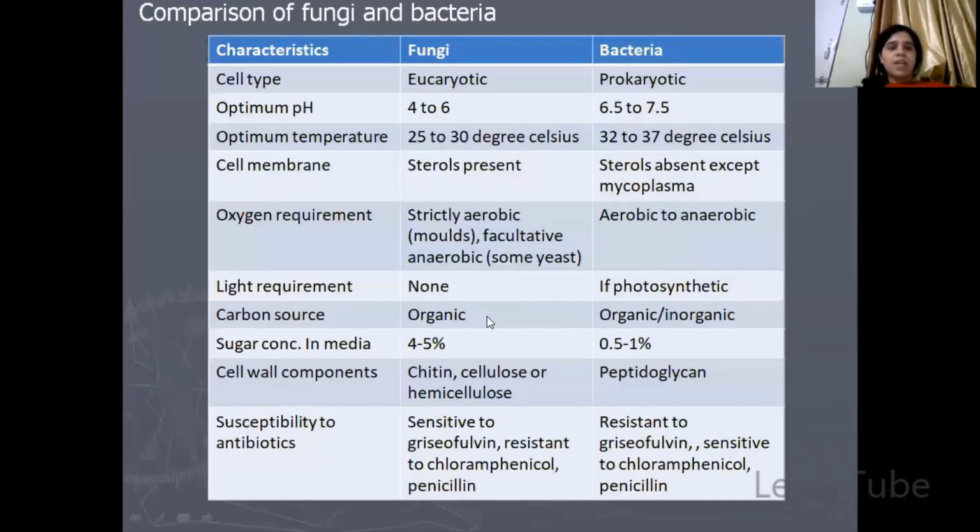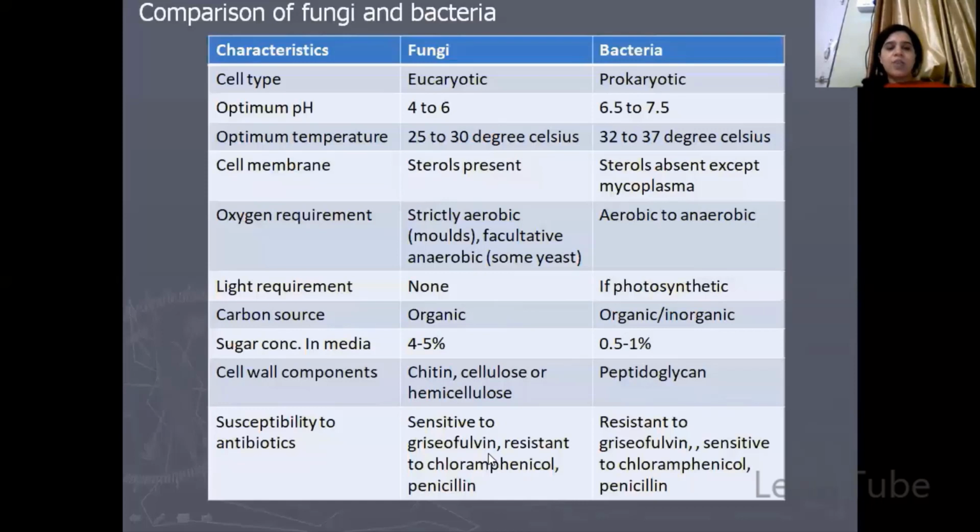Carbon source: organic for fungi, whereas here both organic and inorganic can do. Sugar concentration in media for growth is 4 to 5%. Fungi require high sugar content, whereas bacteria don't. They require only 0.5 to 1%. Cell wall components: in fungi it is usually made up of chitin, cellulose or hemicellulose, whereas bacteria, as you all know, are made up of peptidoglycans.